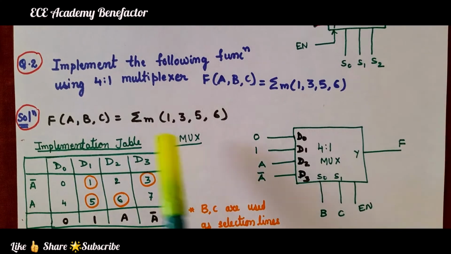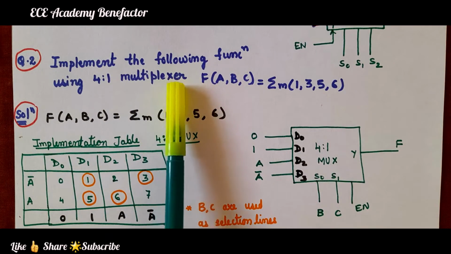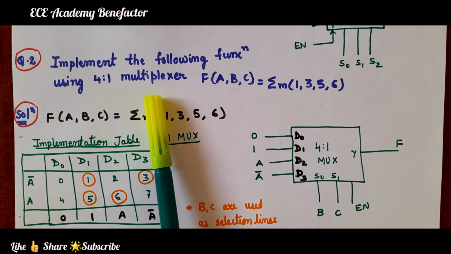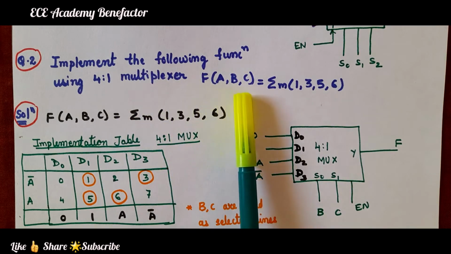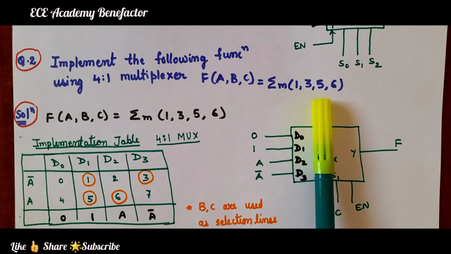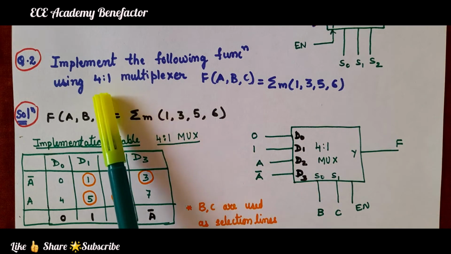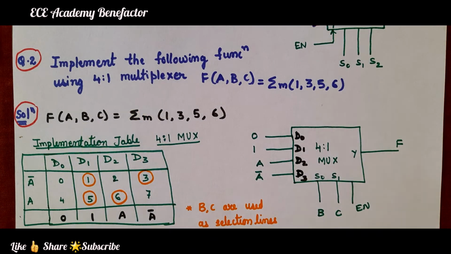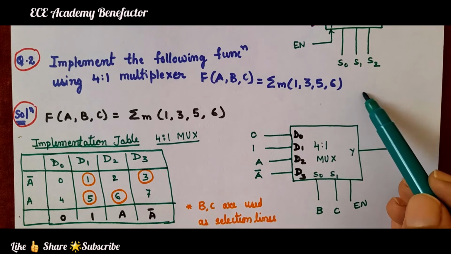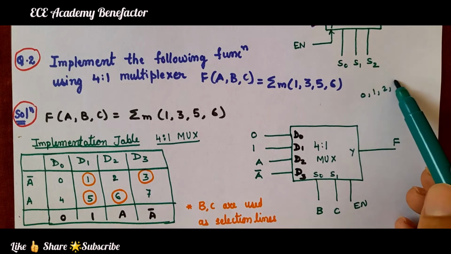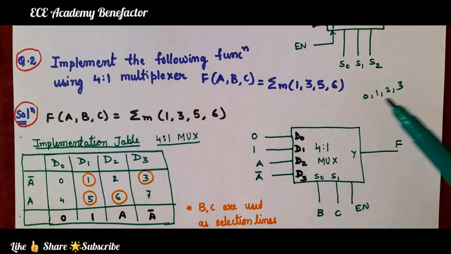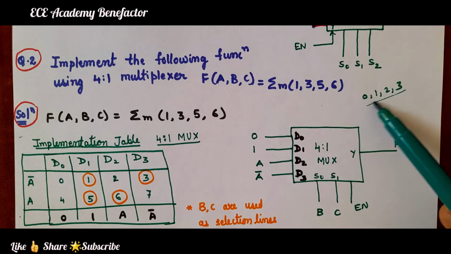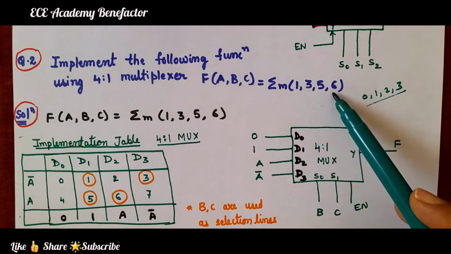Next question is, implement the following function using 4:1 multiplexer. F(a, b, c) = summation m(1, 3, 5, 6). It is saying to implement using 4:1 MUX. 4 means the maximum numbers are 0, 1, 2, 3. For 4:1 MUX means 4 inputs. How many inputs we can take? Only 0 to 3. But the list is having more minterms.